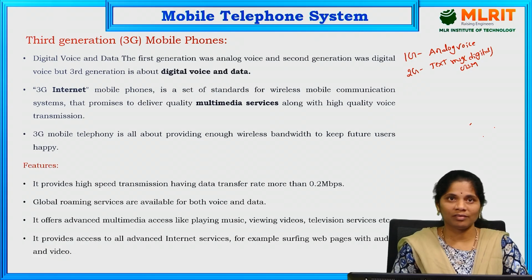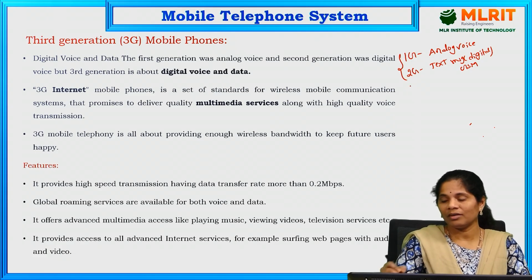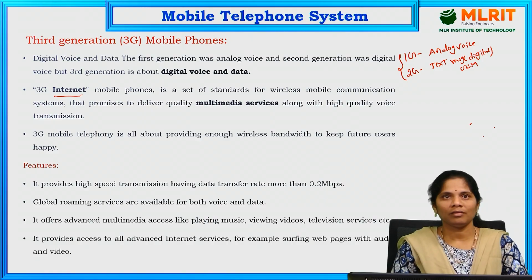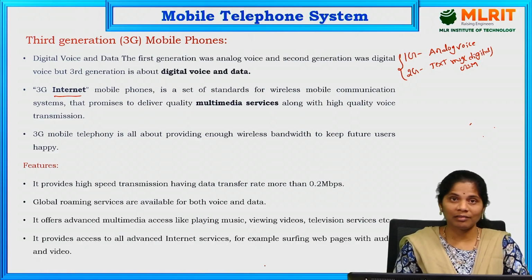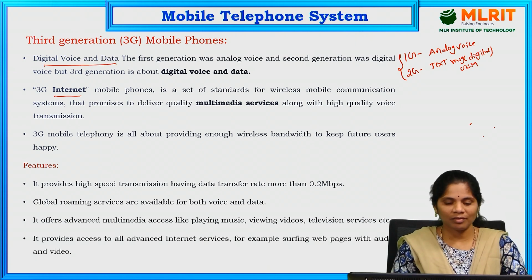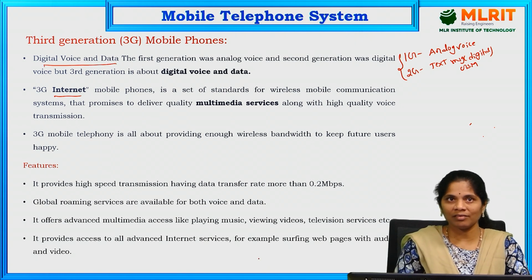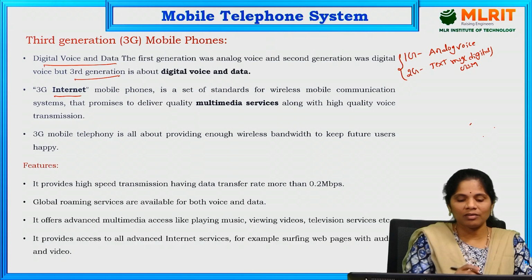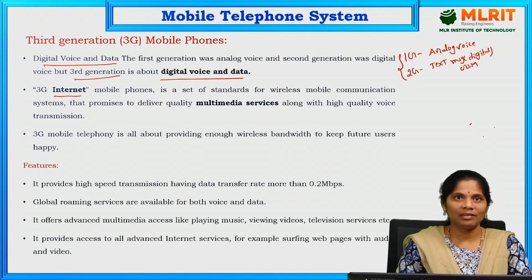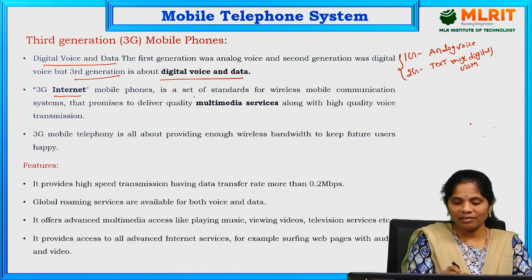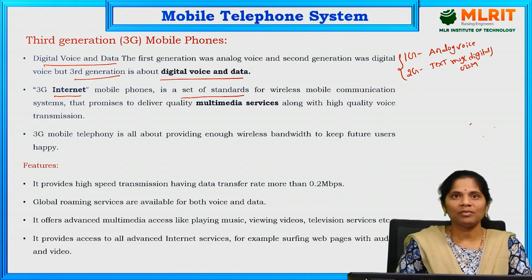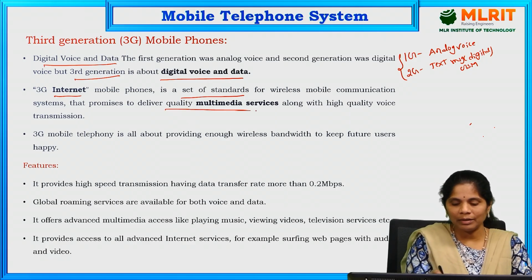And coming to 3G, in these two generations we did not introduce the internet. Here we are going to use the internet connection, that is the 3G generation. At the same time, digital voice and data. The first generation was analog voice and the second generation is digital, right? The third generation is about digital voice and data. This 3G internet for mobile phones is a set of standards for wireless mobile communication systems. It promises the delivery of quality multimedia services.